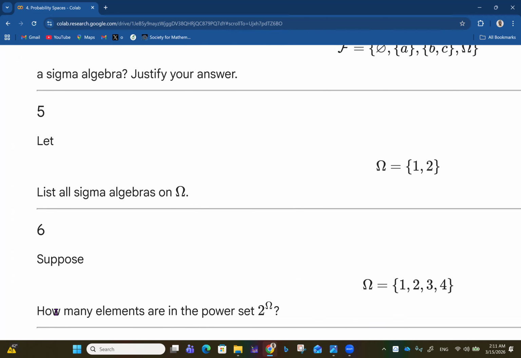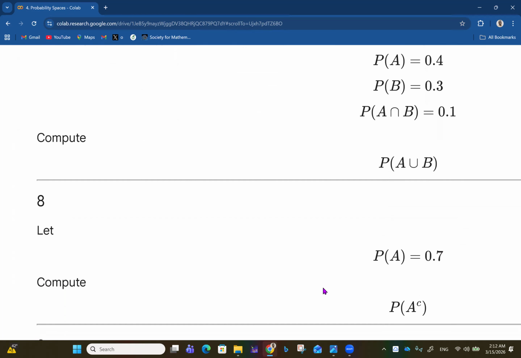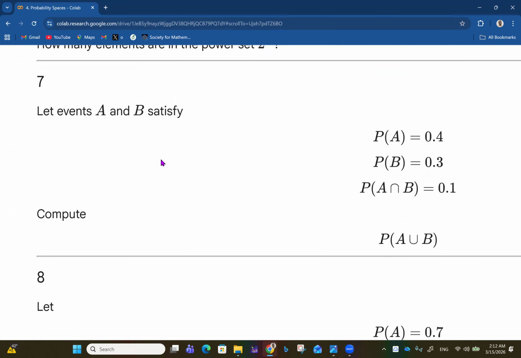6, suppose we have this. How many elements are in the power set of omega? Of course, that'll be 2 raised to power 4, which is 16, I believe. Yeah, that's 16. Then 7. So you have question 7 now. Let events A and B satisfy probability of A is 0.4, probability of B is 0.3, and probability A intersection B is 0.1. So you now need to compute probability A union B. I think this is a very important thing to look at.